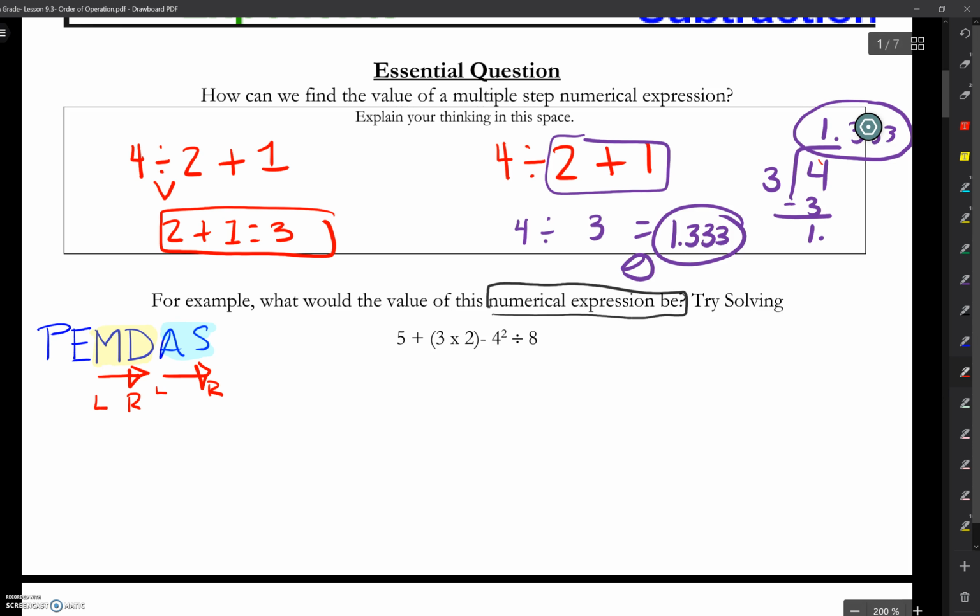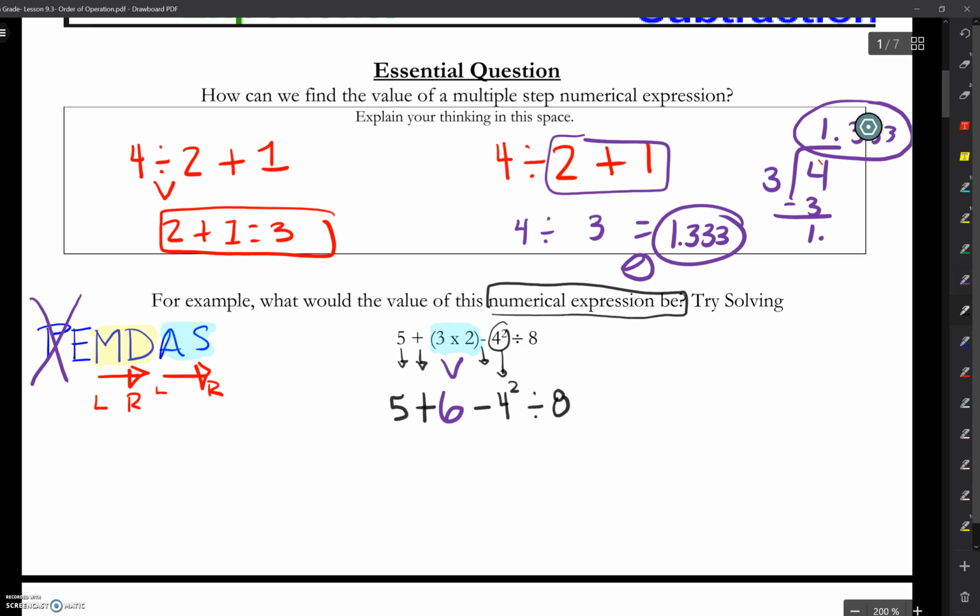So I'm going to look at my problem. I have parentheses first. So I'm going to do what's inside my parentheses. So it says 3 times 2. 3 times 2 is 6. I don't have any more parentheses, so I'm done with my parentheses. I put an X over my P. Then I bring everything back. I bring everything down. I bring my 5. I put my plus sign. I bring my minus sign down. I bring my exponent down, 4 to the power of 2. I bring my division sign down.